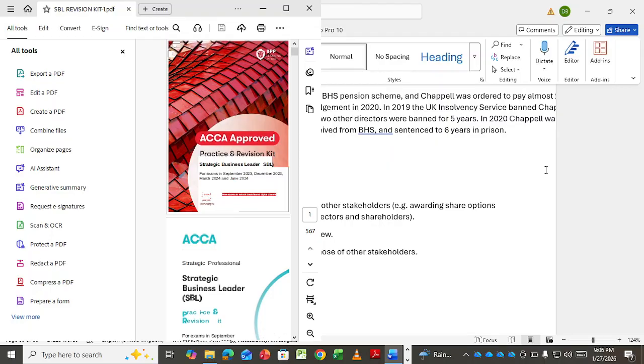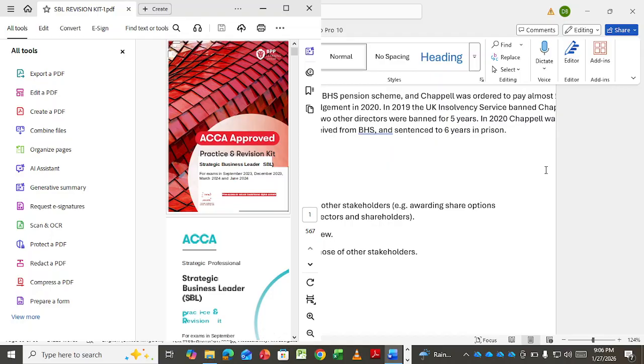So an effective remuneration scheme is one which attracts individuals with the right skills. It aligns the director's interests with those of the stakeholders in terms of awarding share options to encourage goal congruence between the directors and the shareholders.